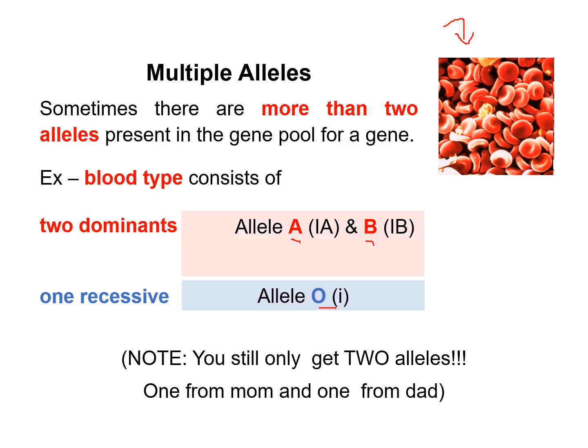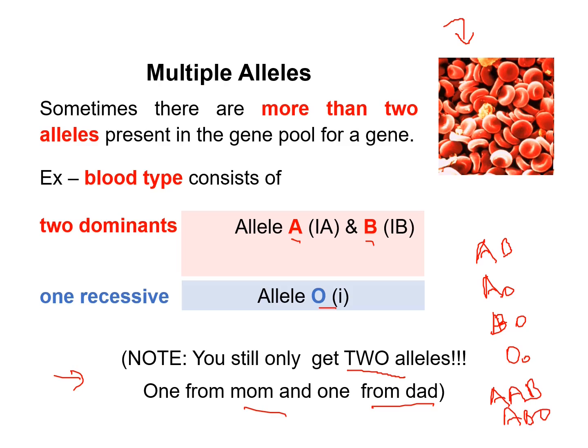The most important part that I want you to remember is that you will still get only two alleles, one from your mom and one from your dad. So the combinations will be A and B, or A and O, or B and O, or O, the two recessive, but you're never going to get A, B, O. This doesn't exist. Although there are multiple alleles, you can only inherit two of them.